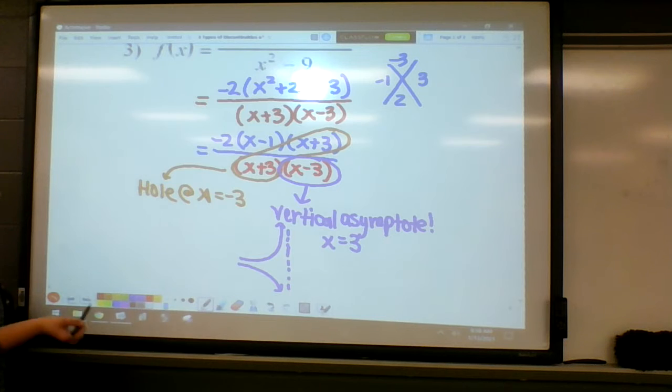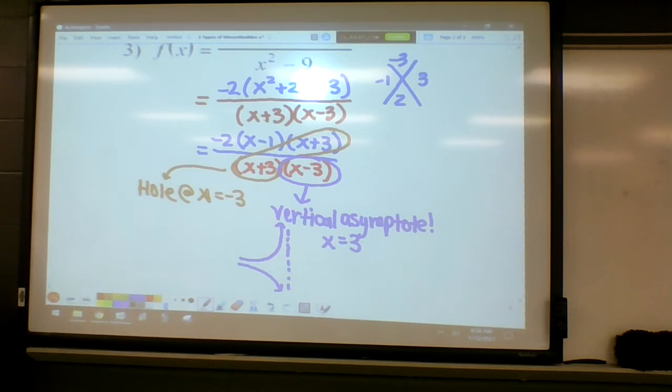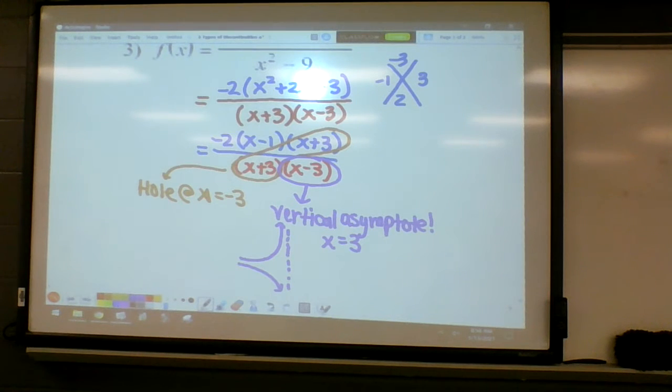All right, and last but not least, x-intercepts. Does anybody have any guesses? I haven't said anything about an x-intercept so far, except for literally right now. Any guesses where the x-intercept is? It's on the graph, yes. It's the numerator, yes. What's the one in the numerator?